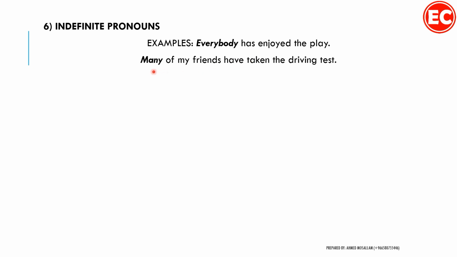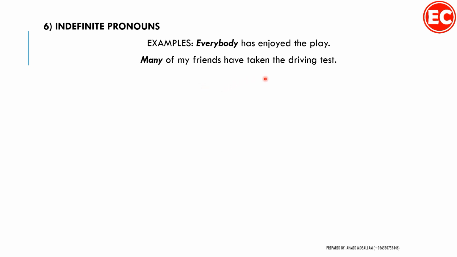Now we have a new rule for subject-verb agreement, which is indefinite pronouns. Indefinite means not for a specific person. Like everybody has joined the play. I didn't specify which one here, so everybody is always singular. That's why it's has. But if you used many of my friends, as you know, of my friends is a prepositional phrase. Remember the one that we said last video? Of my friends is not part of the subject. Many is the subject here, and it's plural, that's why have is taken.